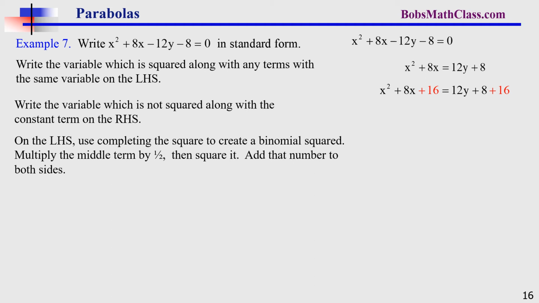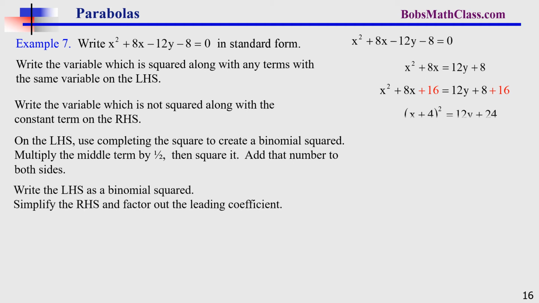Okay, now we're going to write the left-hand side as a binomial square. Or in other words, we're going to factor it, and it's the same factor twice, so that's why it's going to be squared. This is called a perfect square trinomial. A perfect square trinomial always factors to a binomial squared. So that's going to be x plus 4 squared. It's always going to be half of the middle number. 4 times 4 is 16, and 4 plus 4 is 8.